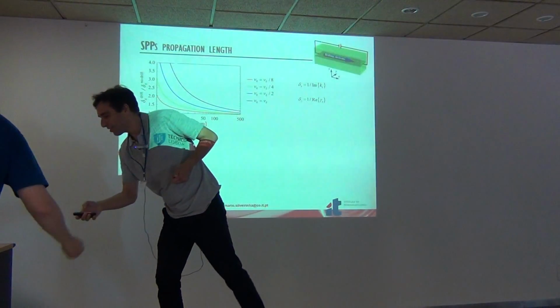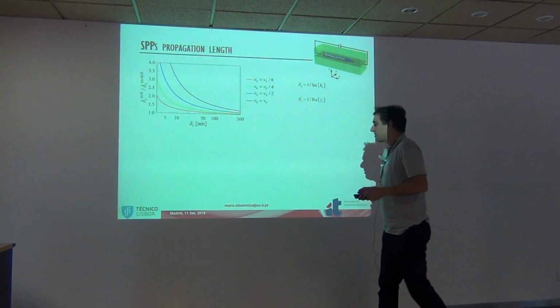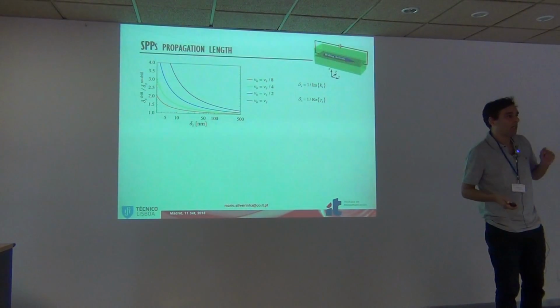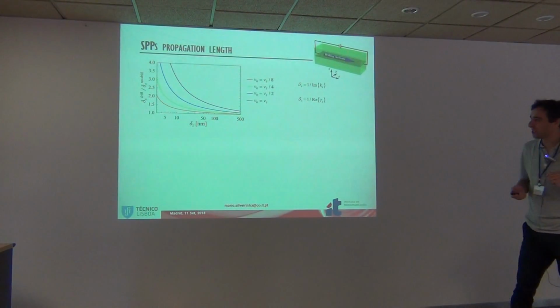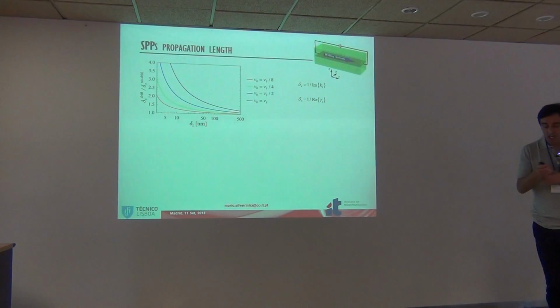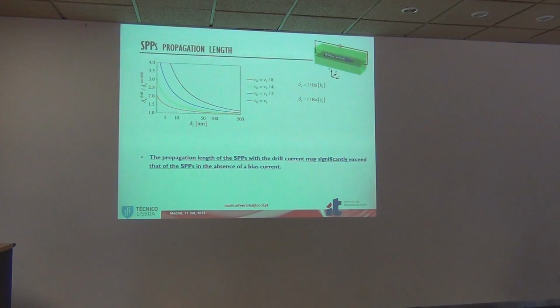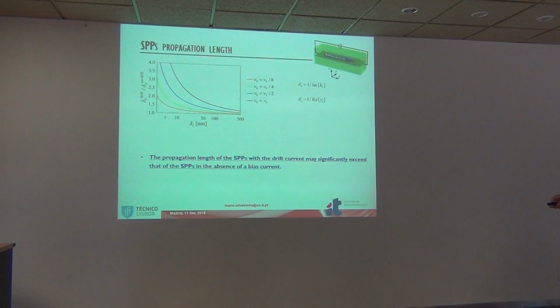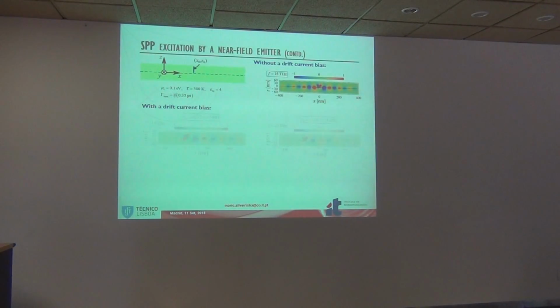So one way to explain this is because of this negative Landau damping that gives you some gain. It's not clear, basically we're just computing the dispersion equation, but this may be one of the reasons, or maybe just because you change the dispersion, we are not totally sure. But what happens is that indeed they can propagate more, at least that's what the equations show.